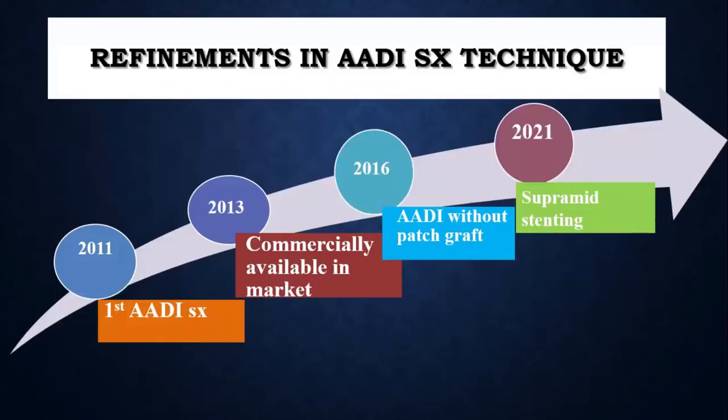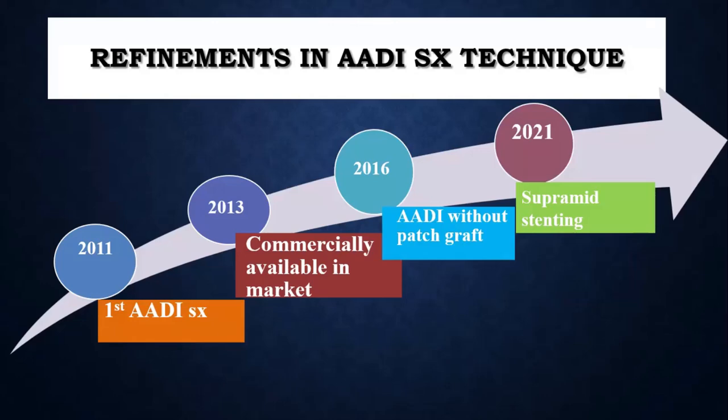And over a period of 13 years, a lot of surgical refinements have been made in the RD surgical technique to decrease the complication rate. And going back to the timeline, the first RD surgery was performed in 2011, and it was made commercially available in the market in 2013.